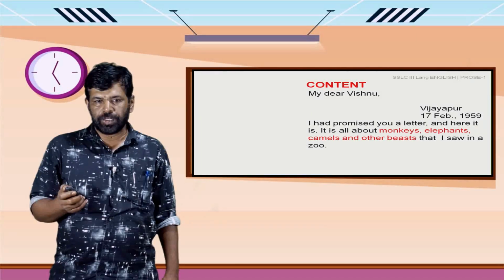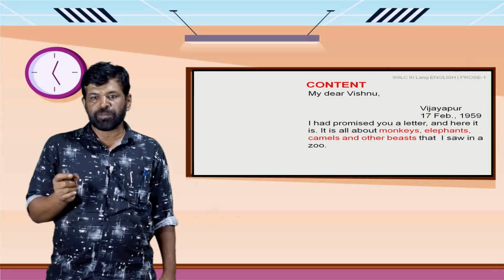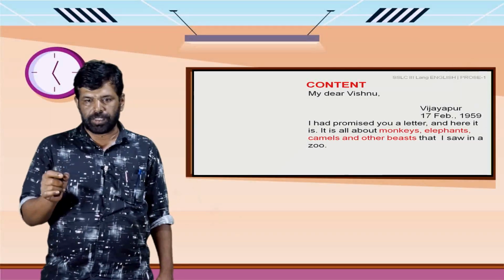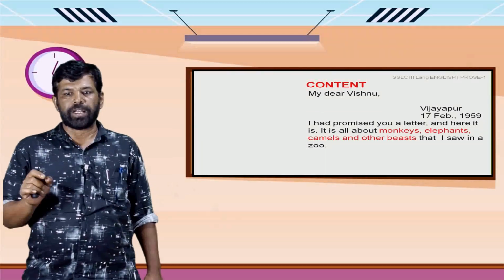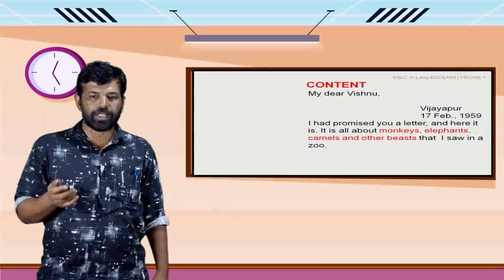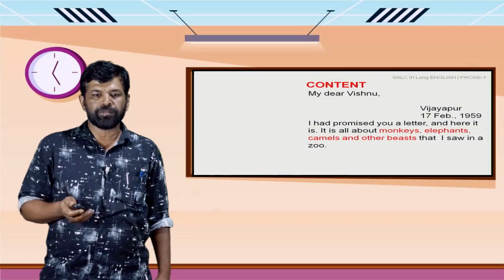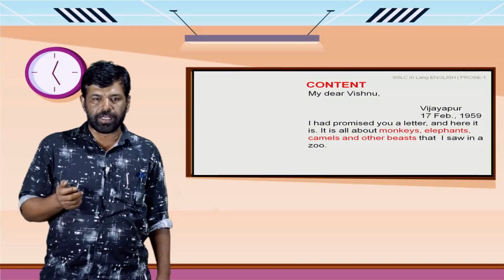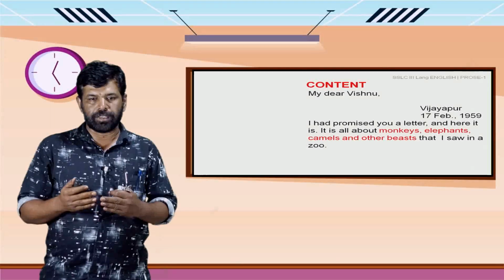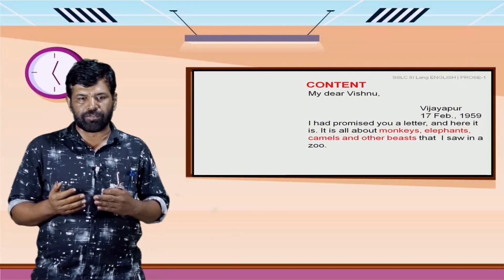My dear Vishnu, so it is a salutation. Vijaypur is there, that is the place where this letter has been written, and it is 17th Feb 1959, the date of the letter written. I promised you a letter, and here it is. So it's a conversational talk. It's a friendly talk in the first paragraph, as you know already.